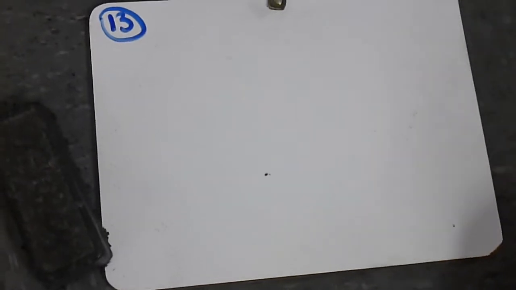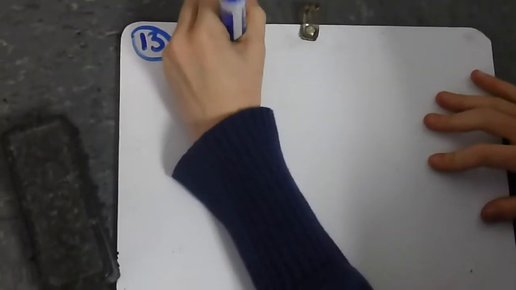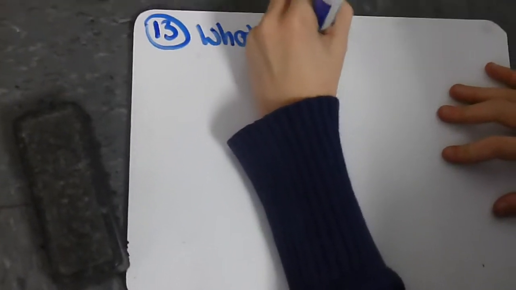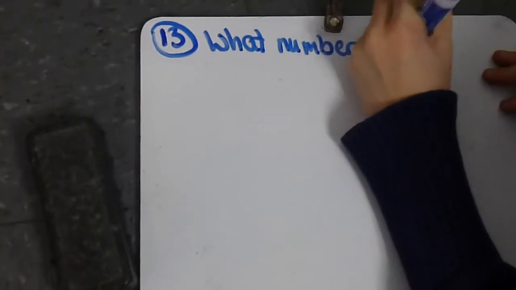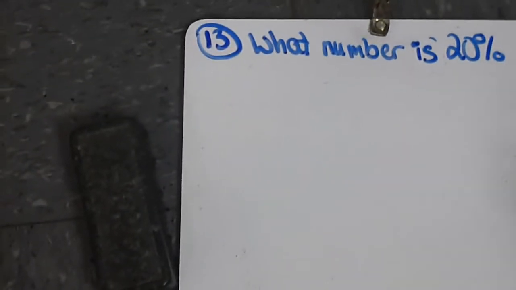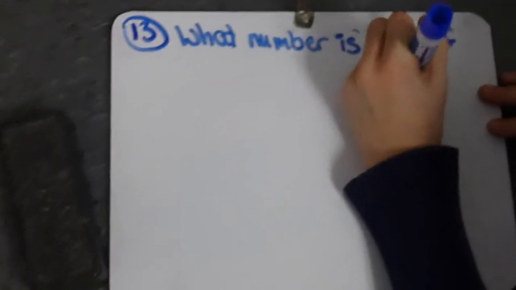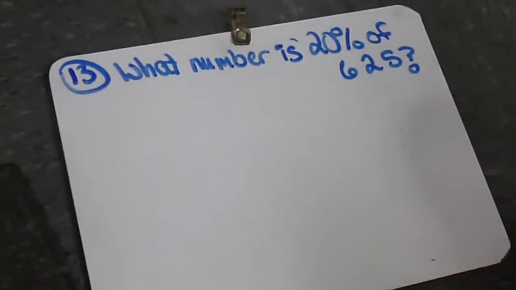Now we're doing 13, which is what number is 20% of 625? So it says what number.